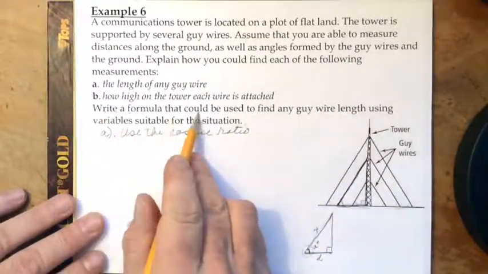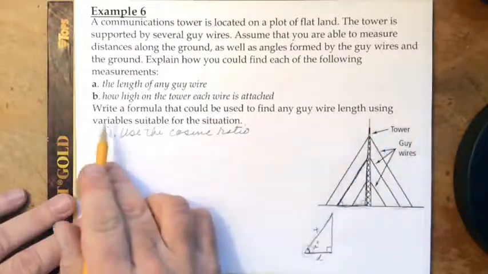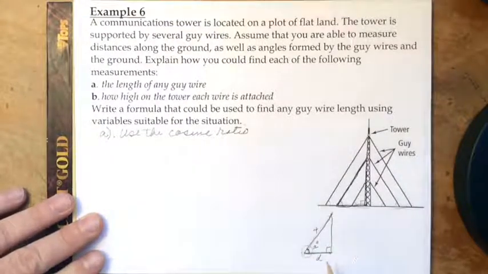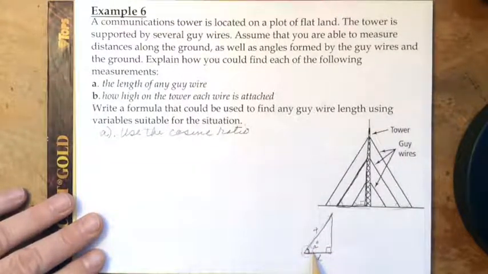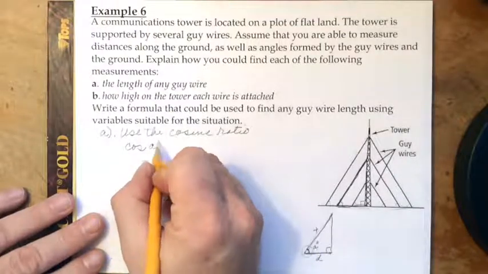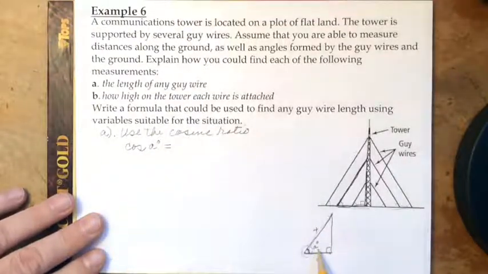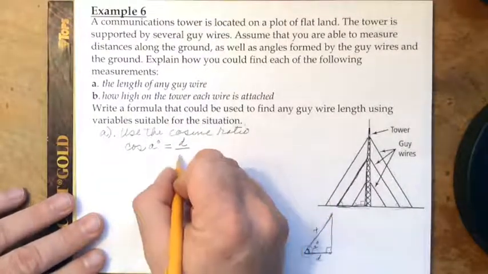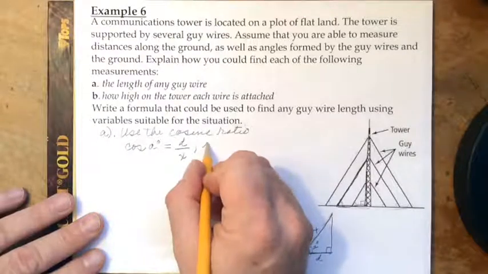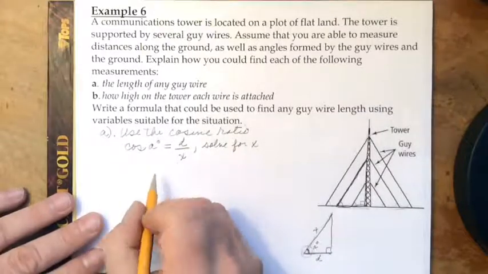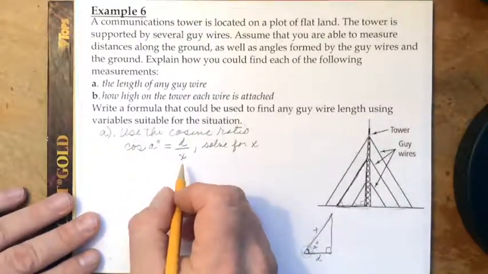Now here it says write a formula that could be used to find any guy wire length using variables suitable for the situation. So we're going to need to find a formula that will allow us to do that. Well, we would just set up our cosine situation here with the one we just drew. So the cosine of the angle A degrees is equal to the adjacent side D over the hypotenuse X. And then we would write comma solve for X, because that's what we would be looking for. So we go ahead and solve for X, even though there's no numbers in here. We go ahead and solve anyway.